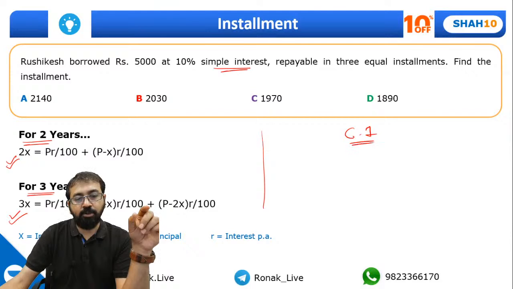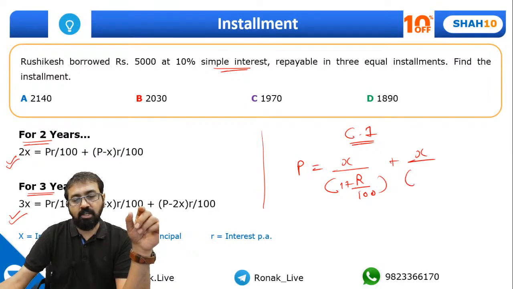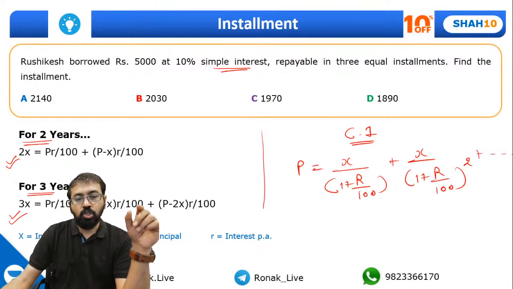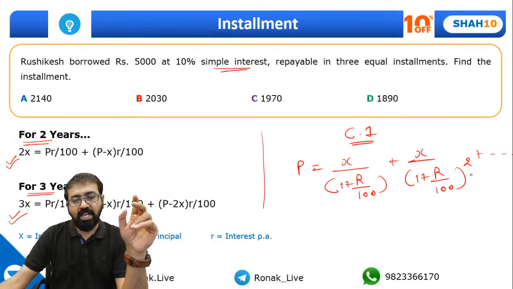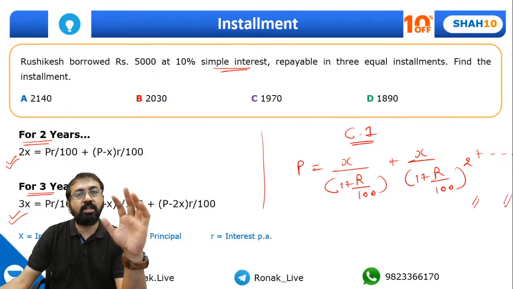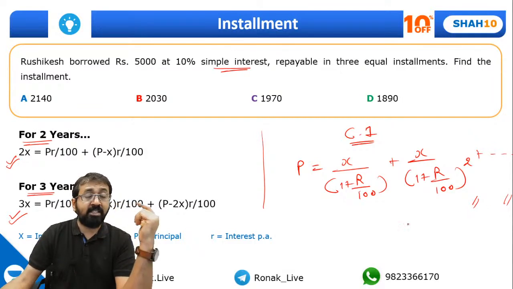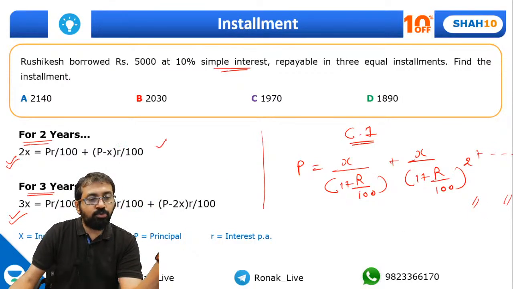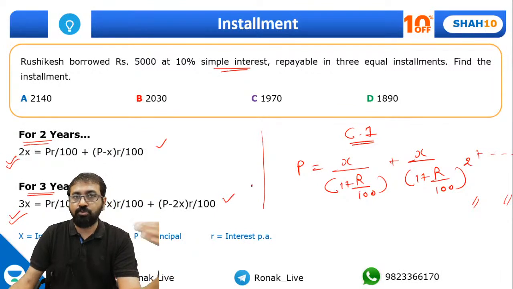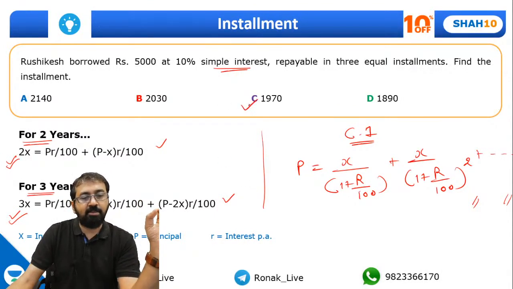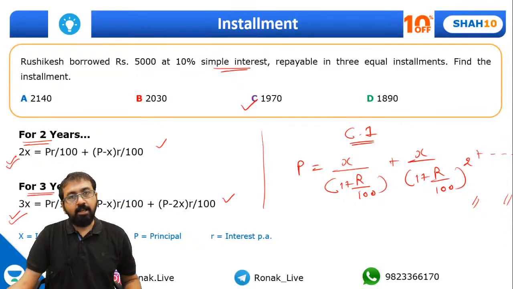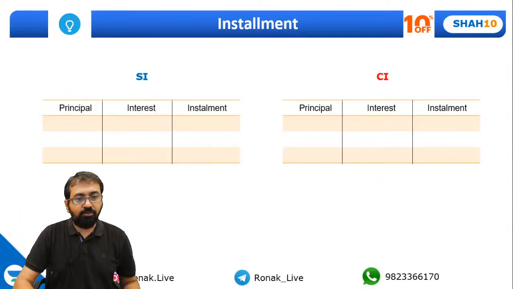In case of compound interest, the formula was principal is equal to x upon 1 plus r upon 100, plus x upon 1 plus r upon 100 whole square, and so on and so forth. So if it's of 2 years, you will do the calculation up to this one. If it's of 3 years, you will take up to the power 3, and so on. But in case of simple interest, you will have to use this different formula. So you can solve this question using this formula. Again, you will get the same answer, 1970. Yes, guys, things are simple now.